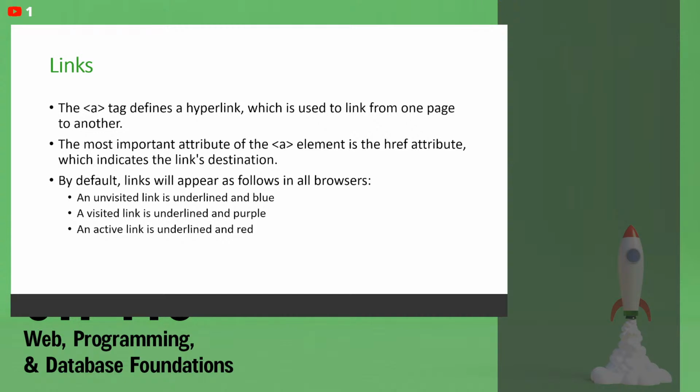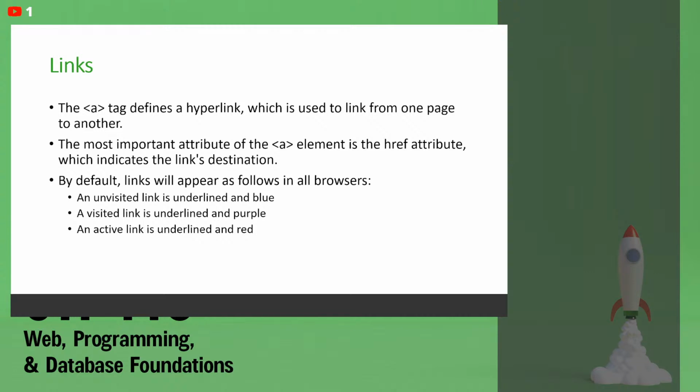But the most important attribute that we'll be looking at with our anchor tag element, our A element, is the href attribute. And that indicates our link's destination, or where we want our user to go. So as we're creating a link, we would give it an attribute of href, and we're going to set that equal to whatever website or whatever page on our site we want our user to be able to go to.